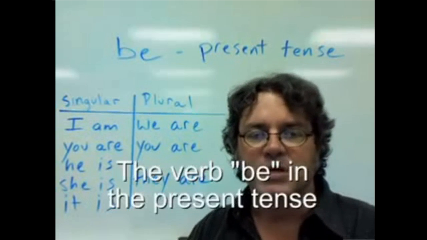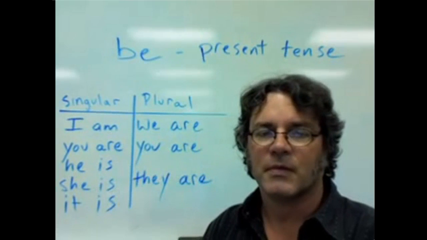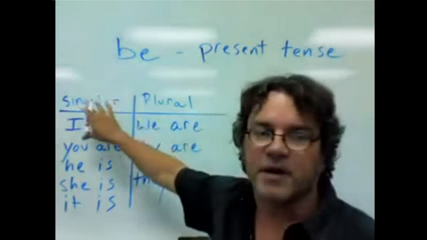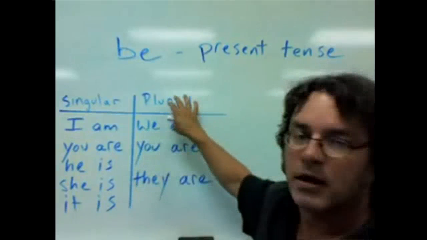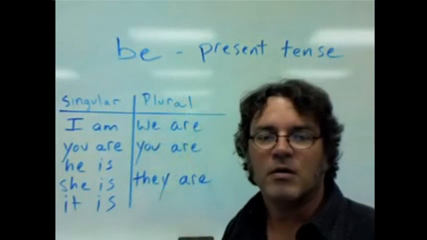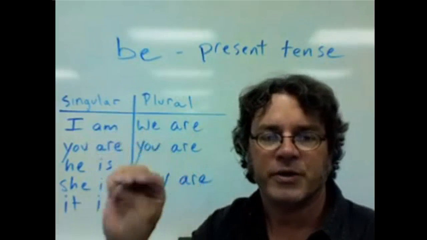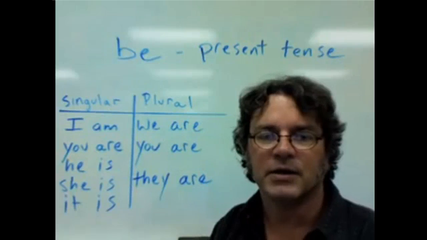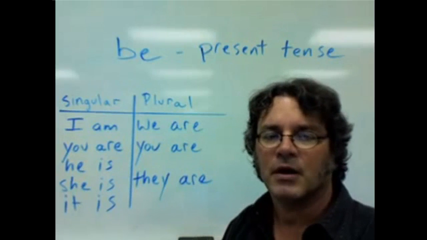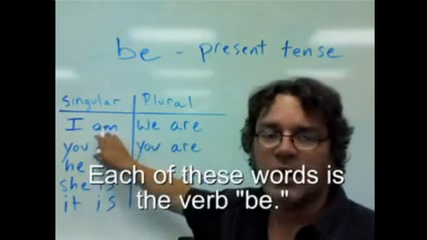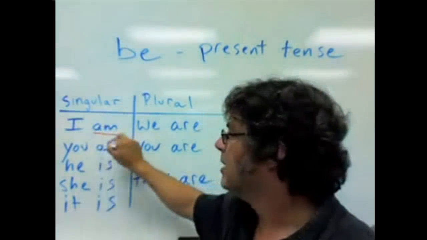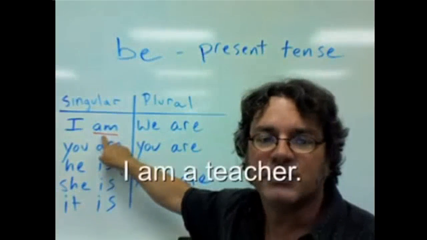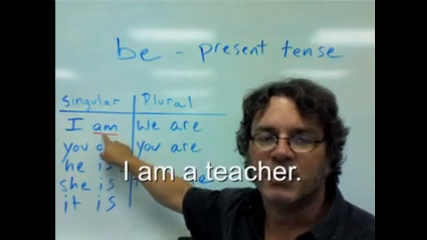This is the verb be in the present tense. On this side you have the singular for one, and on this side the plural for more than one. 2, 3, 4, 5, 10, 100. Notice that each of these words is the verb be. I am. I am a teacher. This is the verb be.